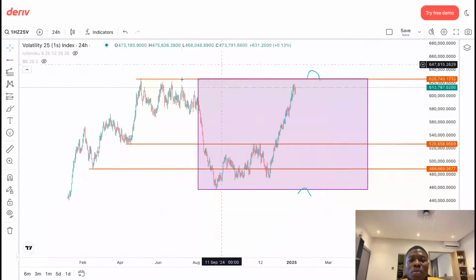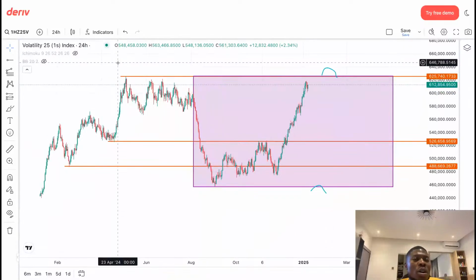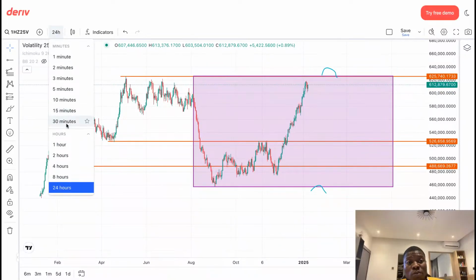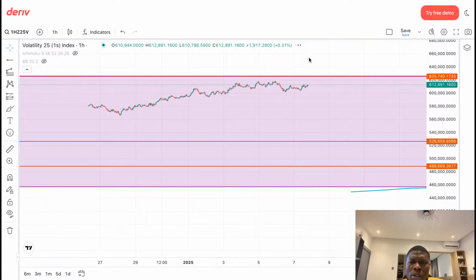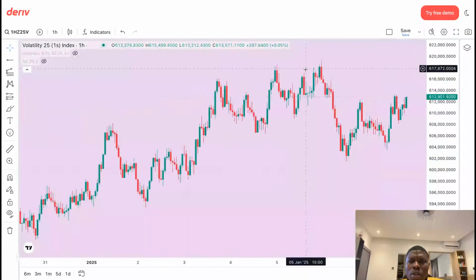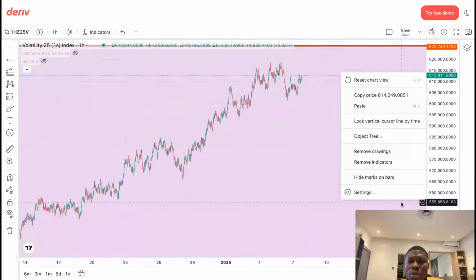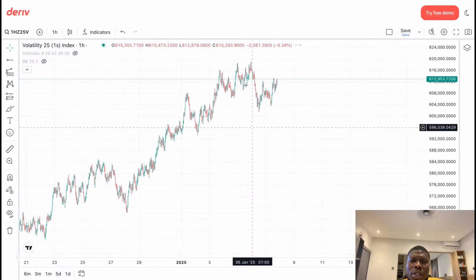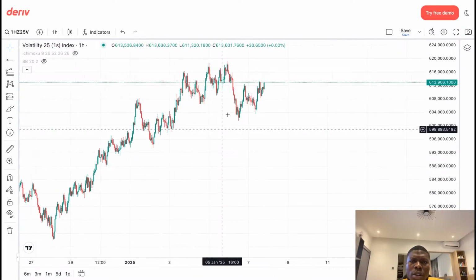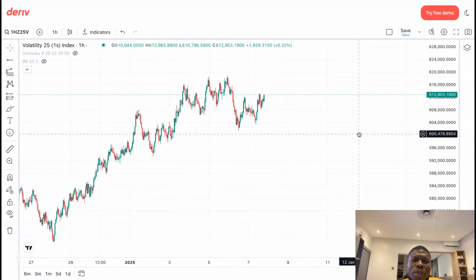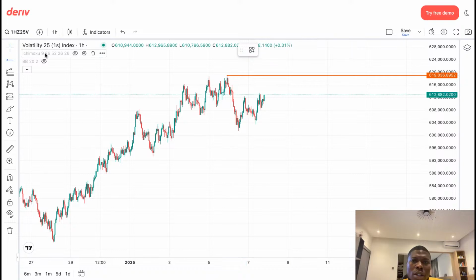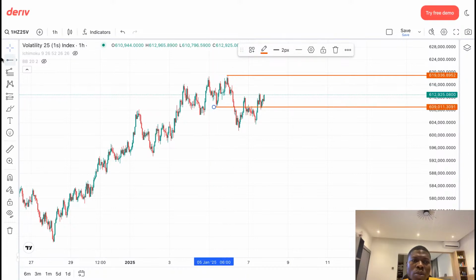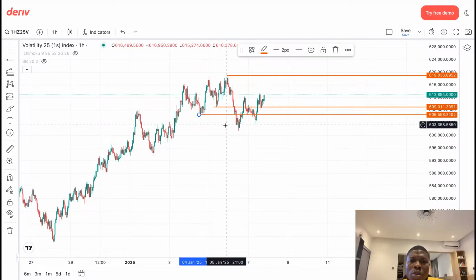So now we'll move over to 1 hour. Okay, 1 hour. Remove whatever I did on. Okay, right now this is our 1 hour of volatility 25 1x. So this is the last high, this the other low, this another low.